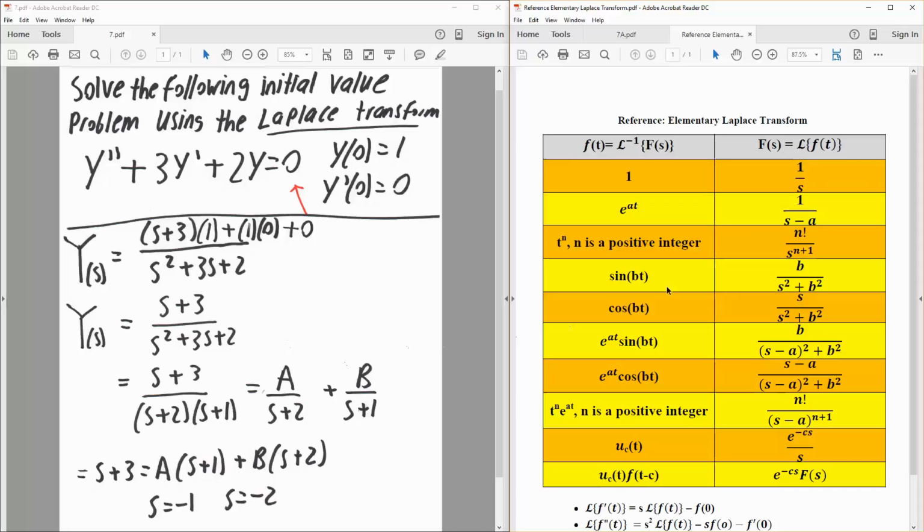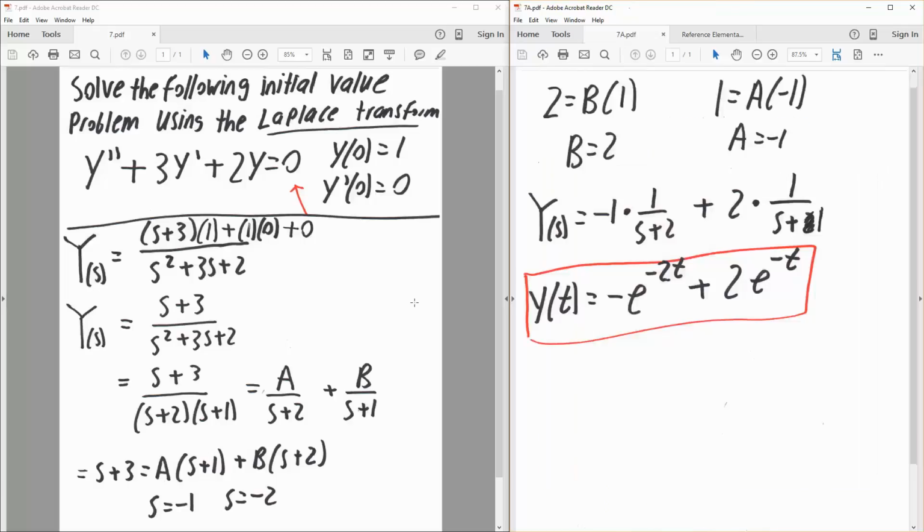And so now it's in this form where we have s minus a, where instead of saying plus 2, we can say minus (minus 2). And so it's going to be in this form. And so what we want to do here is get the value of A and B. And so if we multiply everything by s plus 2 times s plus 1, we would get s plus 3 is equal to A times s plus 1 plus B times s plus 2. And if we said that s is negative 1 or s is negative 2, we can get A and B.